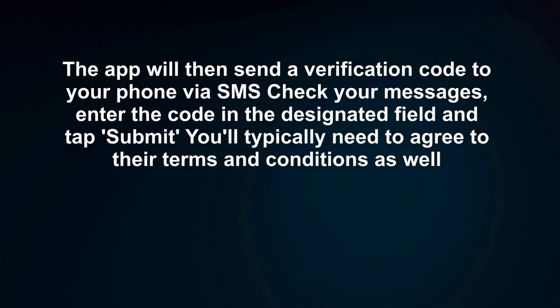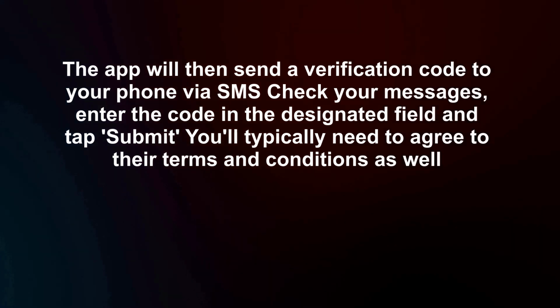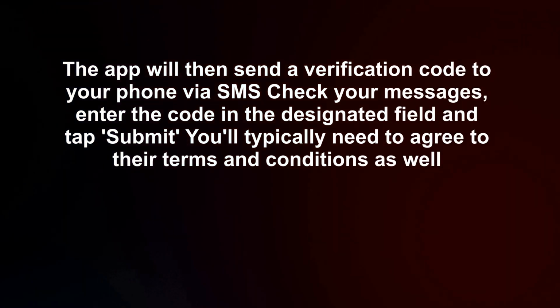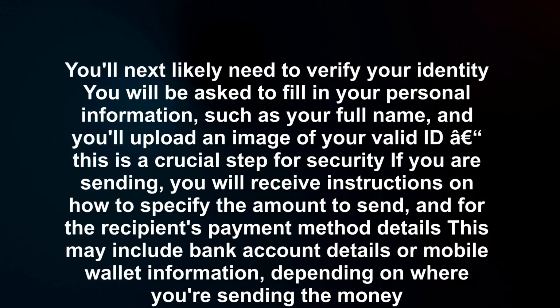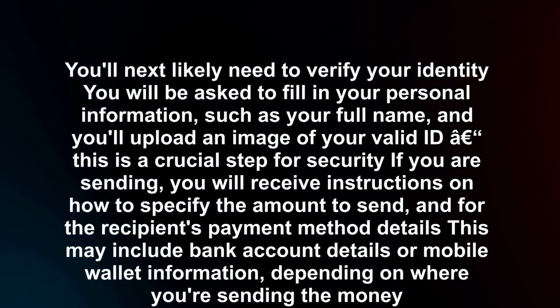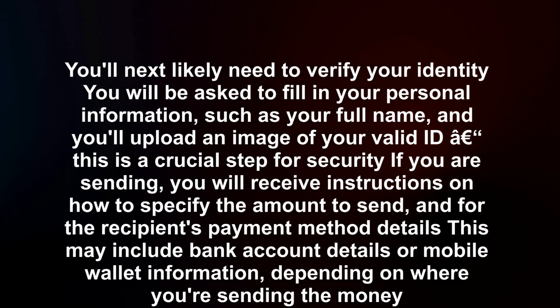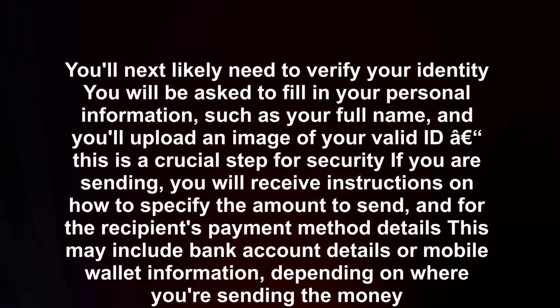The app will then send a verification code to your phone via SMS. Check your messages, enter the code in the designated field and tap Submit. You'll typically need to agree to their terms and conditions as well. You'll next likely need to verify your identity. You will be asked to fill in your personal information, such as your full name, and you'll upload an image of your valid ID. This is a crucial step for security.